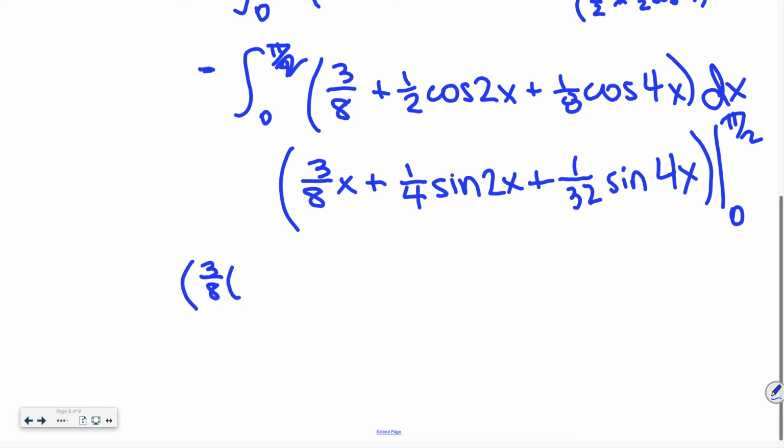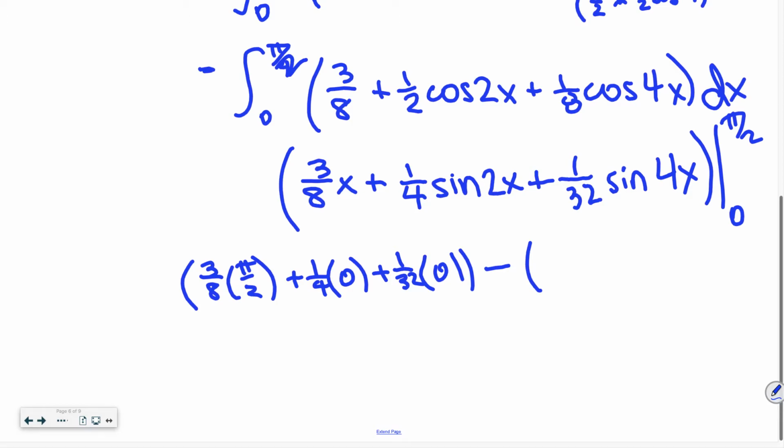So we have 3/8 times pi over 2 plus 1/4 times the sine of pi, plus 1/32 times the sine of 2 pi, minus 0, 0, right? Plus 1/4 times 0. When we plug 0 into all of those, they go to 0, right? Sine of 0, sine of 0, 3/8 times 0.